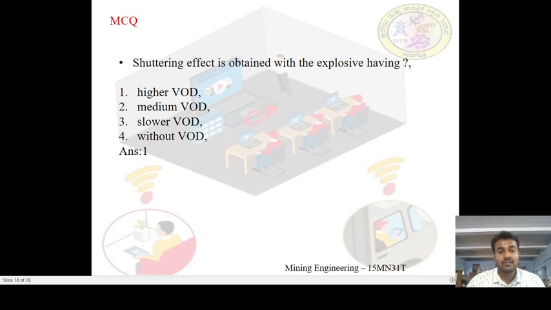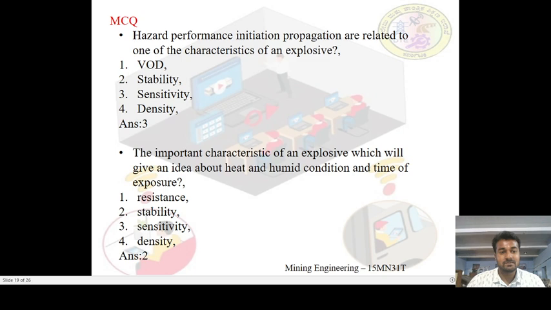Next, the shattering effect is obtained with explosives having higher velocity of detonation. The hazard, performance, initiation and propagation are related to one of the characteristics of an explosive: sensitivity of an explosive. The important characteristic of an explosive which gives an idea about heat and humid conditions and time of exposure is stability of an explosive.